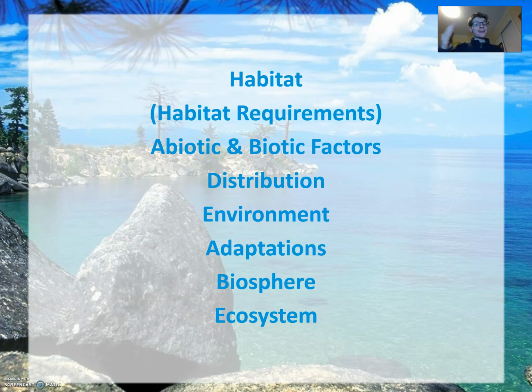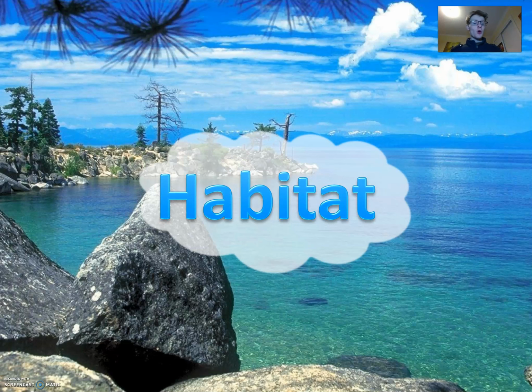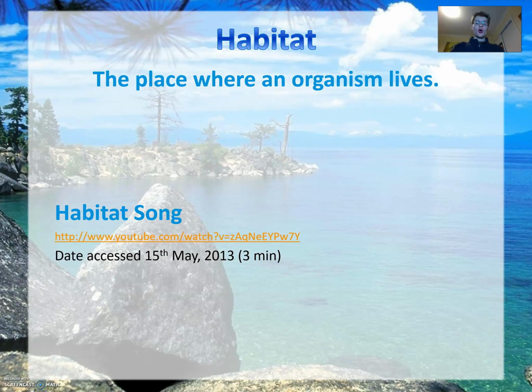It's really important we understand these different terms and the different definitions, because biology is really dependent on definitions. You can't really progress much further in the topic of biology without understanding the words and the terms that you're playing with here. So the first term we're going to learn is habitat. What is a habitat? Well, a habitat is simply a place where an organism lives.